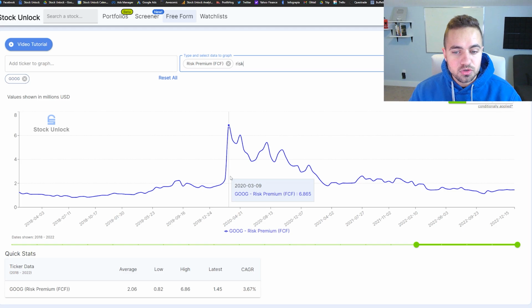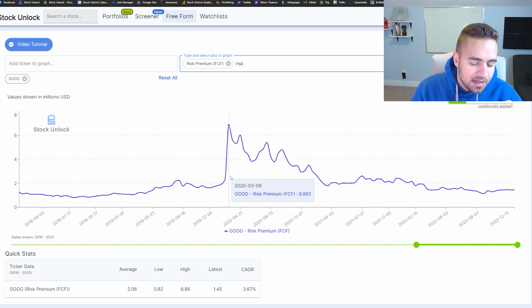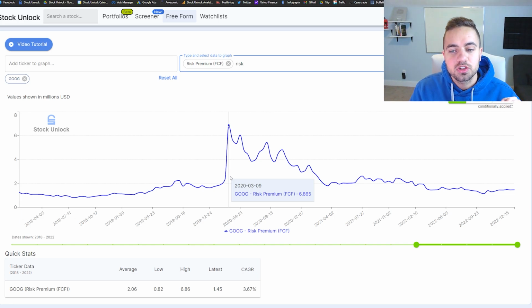And we can see right here that in 2020, Google's risk premium went all the way up to nearly 7, meaning that Google in March of 2020 was an absolute steal. It was such a good buy right here, and it had a massive, massive margin of safety. And congrats to anyone who was buying Google in March of 2020. I sure wish I was.